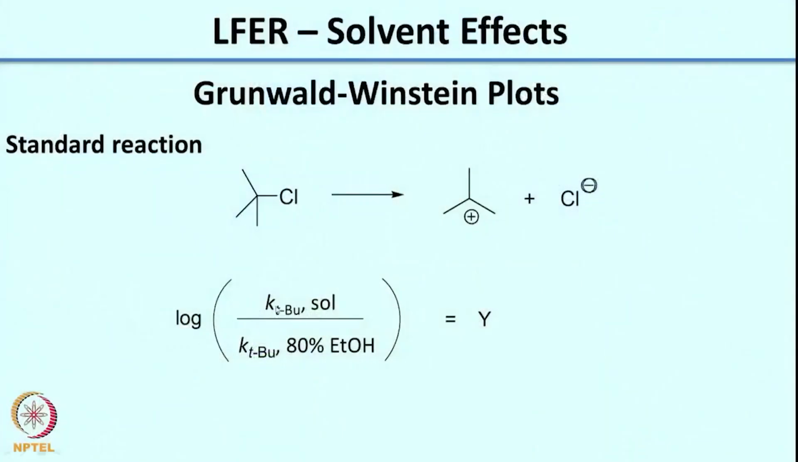So, based on whatever we have studied, what you get a feel of by now is that if I increase the solvent polarity, the rate of the reaction will, I am leaving a pause here for you to answer, but the rate of the reaction will increase when I increase the solvent polarity. So, now the scale that was developed is log of k t-butyl in whichever solvent you want to determine the effect, divided by the same reaction in 80% ethanol.